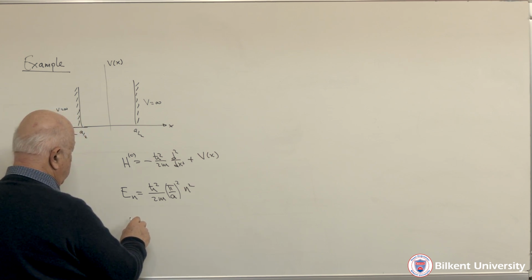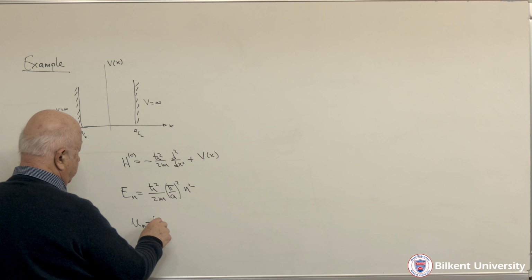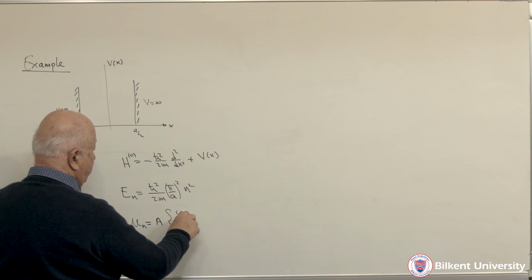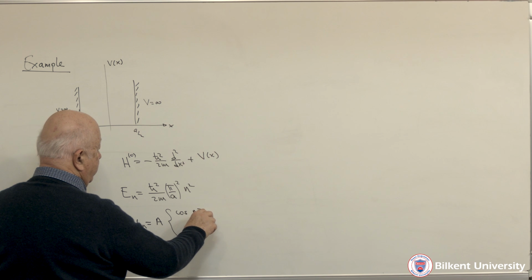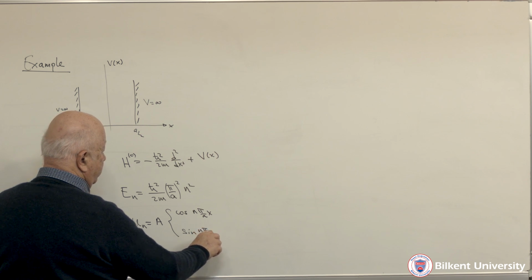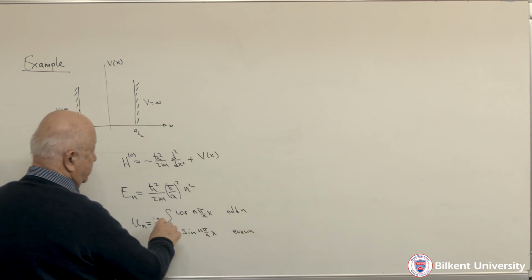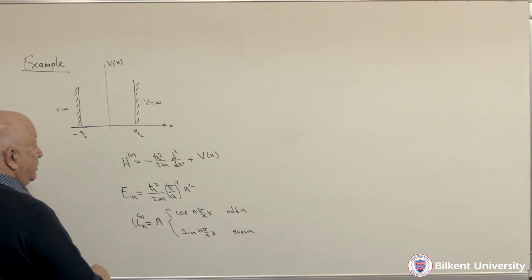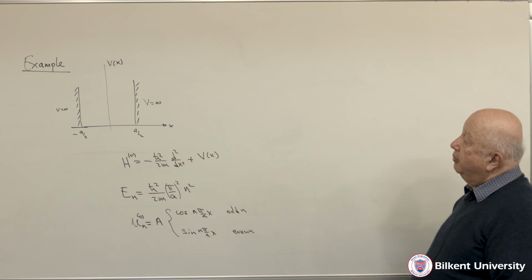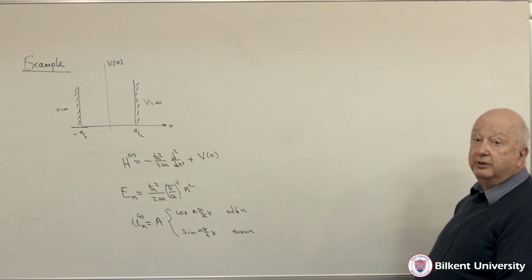So let's just write them as u_n, equal to some normalization times either cosine n pi over a x or sine n pi over a x. This is for odd n, and this is for even n, right? So these are our u_n zeros, if you like. These are the original states.